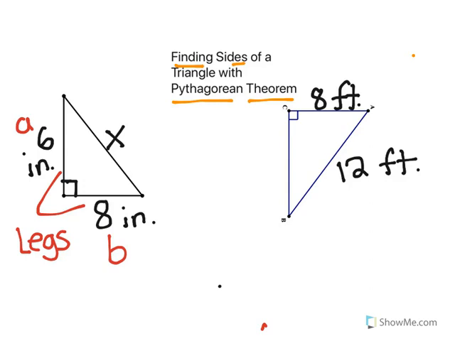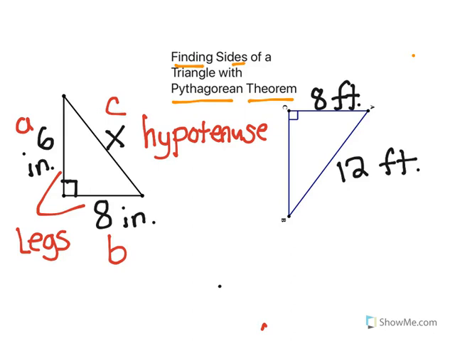Now, our side that's diagonal, that's across from our right angle, it will always be our longest side. In this case, we have an X there. That's what we call our hypotenuse. So that is our longest side of a right triangle is the hypotenuse. And we will generally label the hypotenuse with the letter C. So when you have a right triangle, your legs are going to be A and B. Your hypotenuse is going to be C.